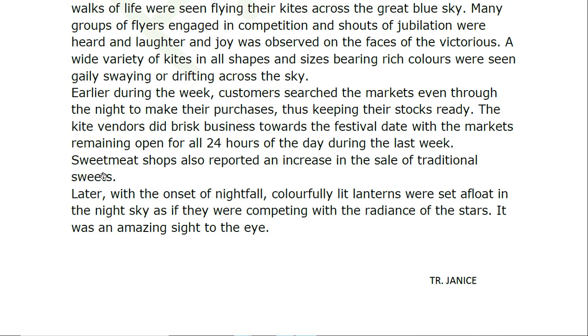Sweetmeat shops mean mithai ka dukan. Okay, sweetmeat shops means mithai ka dukan. Shops that sell sweets also reported an increase in the sale of traditional sweets. So during the kite festival, you have some traditional type of sweets being made. Those sweets were sold in a larger quantity. Okay. Later, with the onset of nightfall, colorfully lit lanterns were set afloat in the sky as if they were competing with the radiance of the stars. It was an amazing sight to the eye.